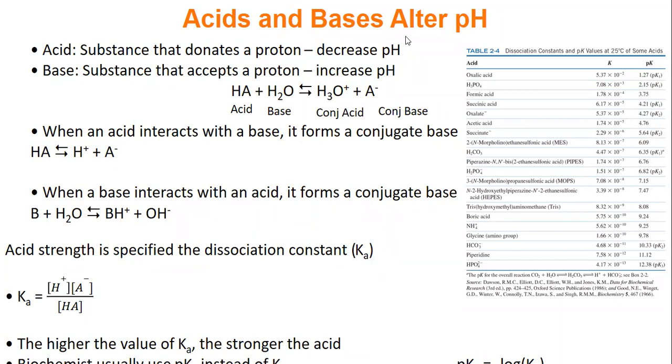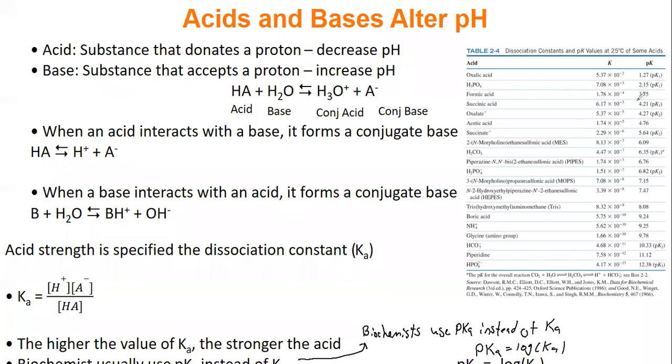And the last part of the PowerPoint, it looks like it's going to be cut off for you. So let me just rewrite what this says. This says biochemists use pKa instead of Ka. And this says pKa equals minus log of Ka. So that's what's written there at the bottom.